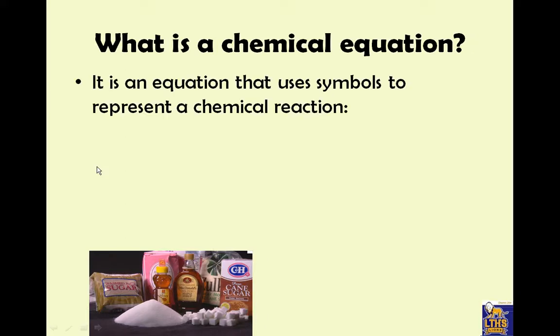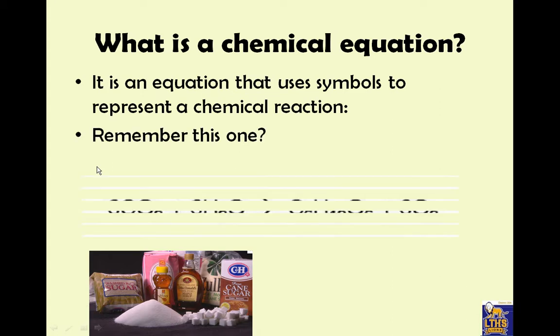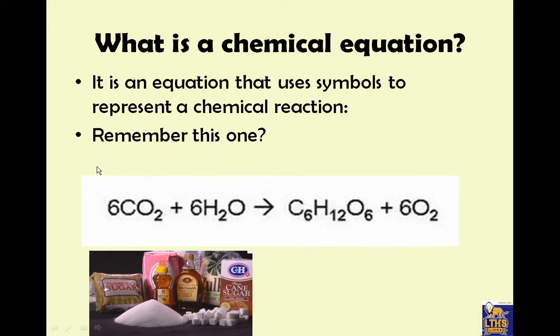Okay, so what is a chemical equation? It's an equation that uses symbols to represent a chemical reaction. Remember this one? Taking you back to bio. Okay, this is carbon dioxide, that's H2O, water. This is sugar, and that's oxygen. Hey, plants make their own food using this chemical reaction. So it's a sentence that uses symbols to tell what's going on in a chemical reaction.